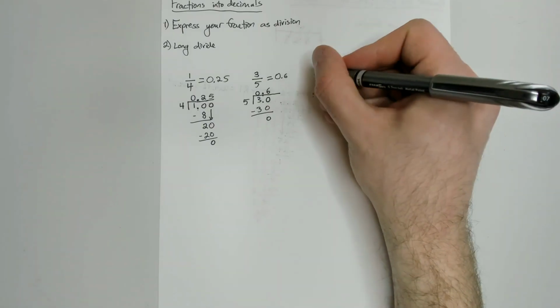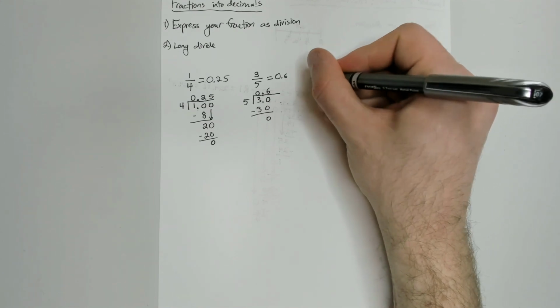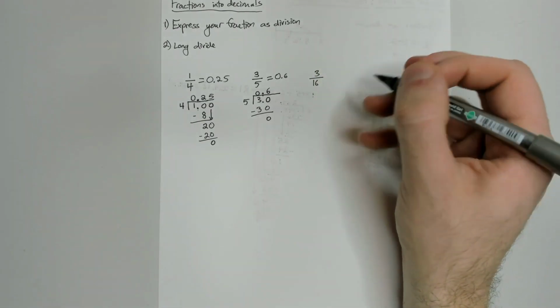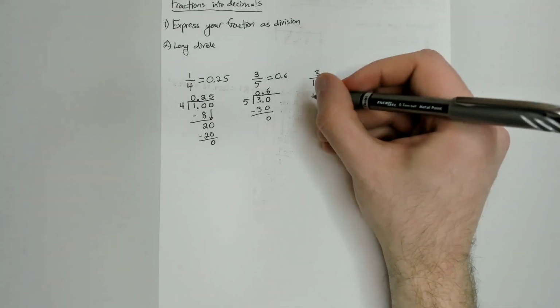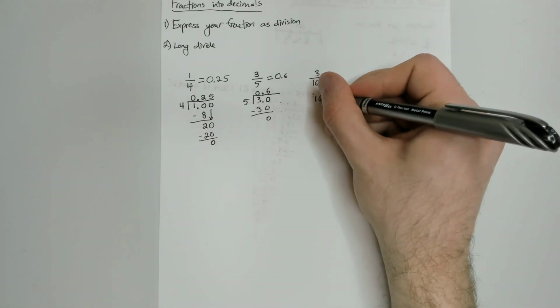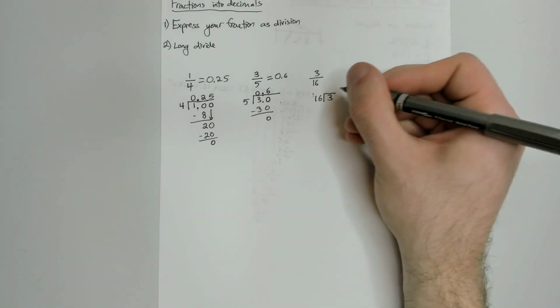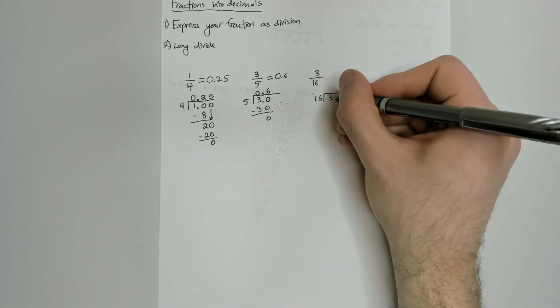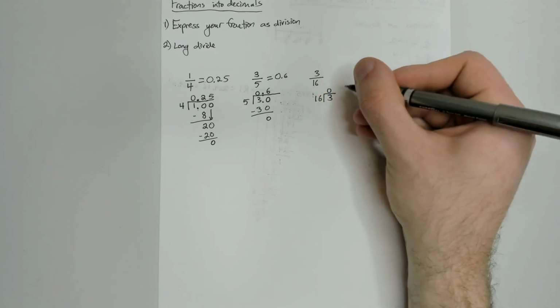Let's maybe do a bigger one. How about 3/16? All right. So we're doing 3 divided by 16. So we'll have a 3 and we'll have a 16 right here. How many times does 16 go into 3? Well, it doesn't, right? So we put a 0 here.